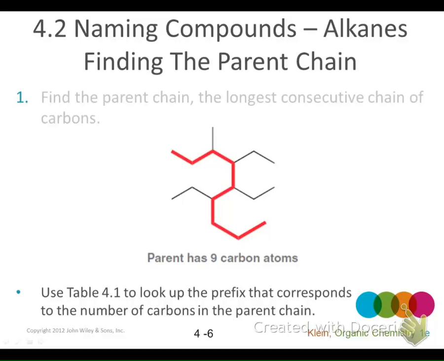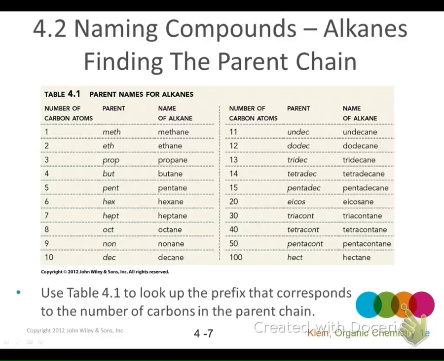So we count 9 carbons: 1, 2, 3, 4, 5, 6, 7, 8, 9 in the longest chain, and so automatically this becomes a nonane. Why is it a nonane? It's 9, yeah. So if you look over here, 9 is non, and then you just add the A-N-E to the end of it, and that gives you nonane. Very good.